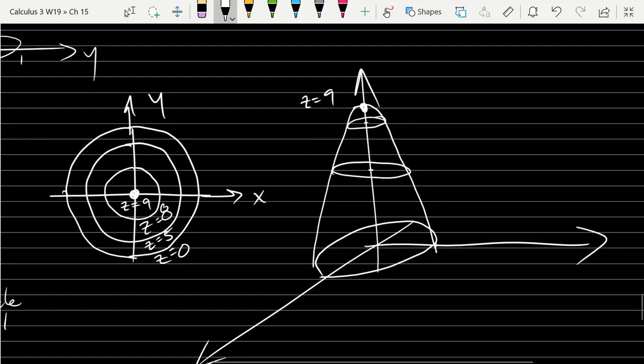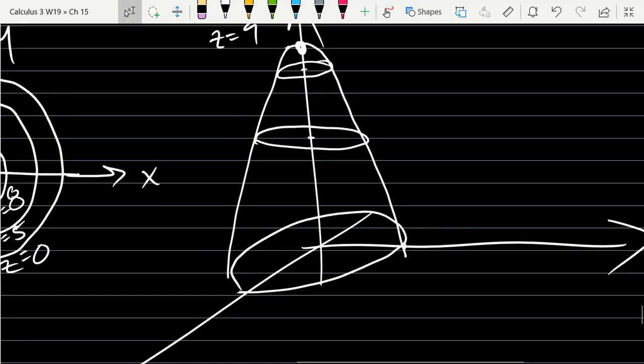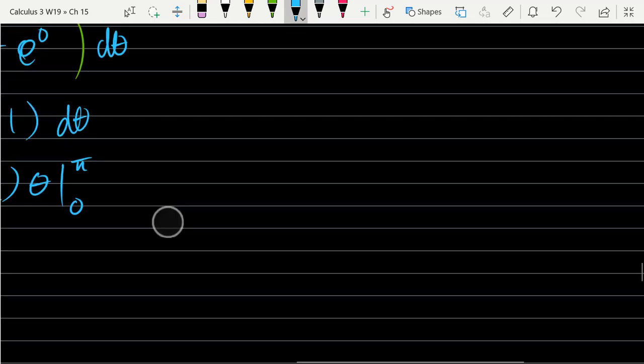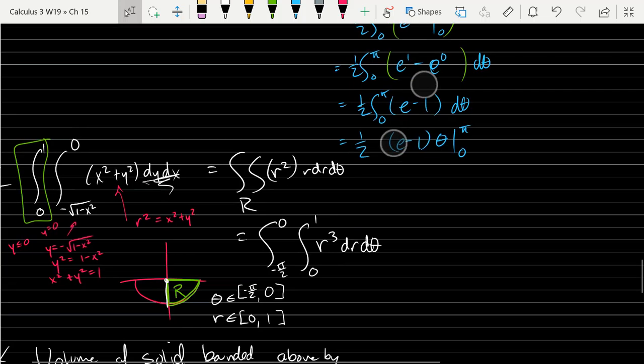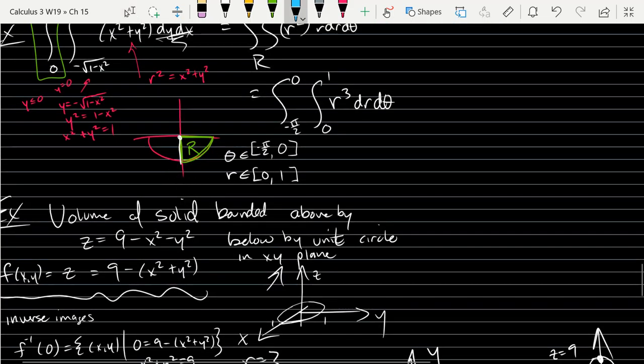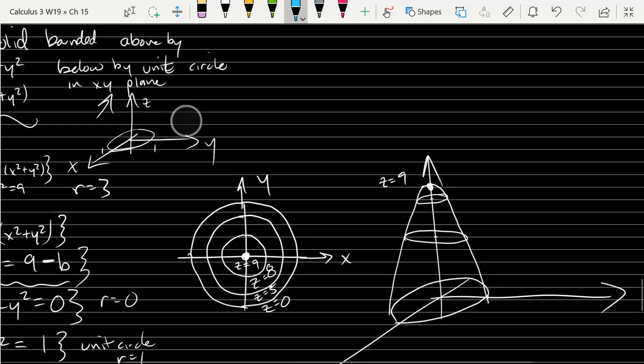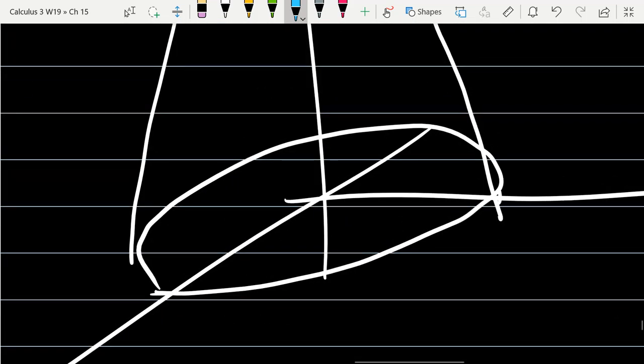So this is similar to an upside down cone. The sides are not linear, so it's not exactly a cone. I think it'll be a little closer to a paraboloid, a parabola rotated around. But this is the shape we're looking at. Now what I'm gonna do is draw the region R that's on the XY plane, where we're above, somewhere around here, above the unit circle on the XY plane. So I'm gonna draw that in blue. So it's right here, but it's only the unit circle.